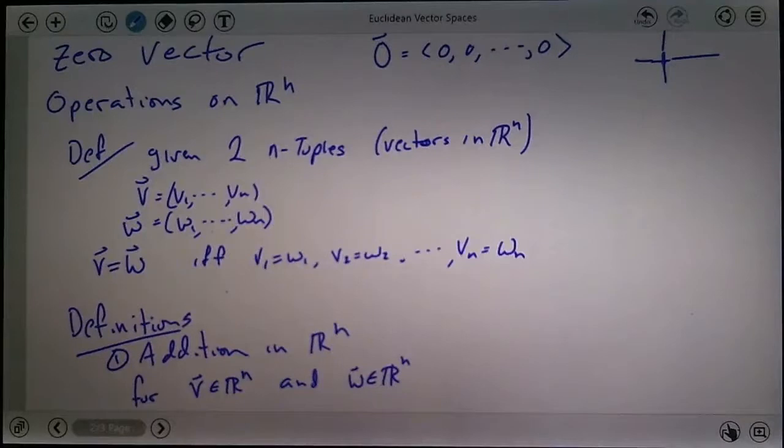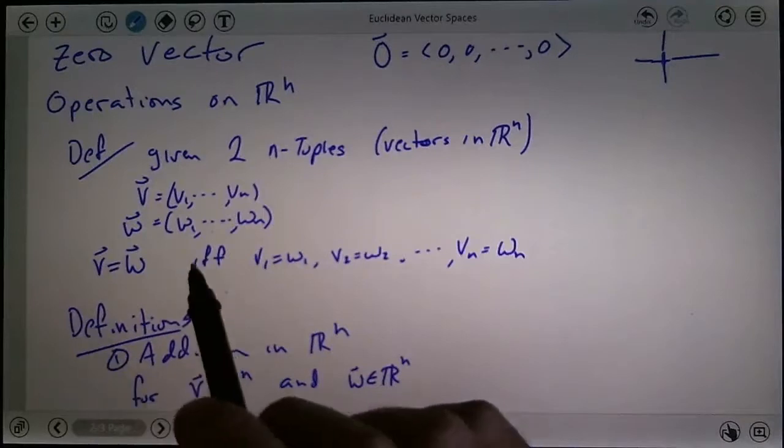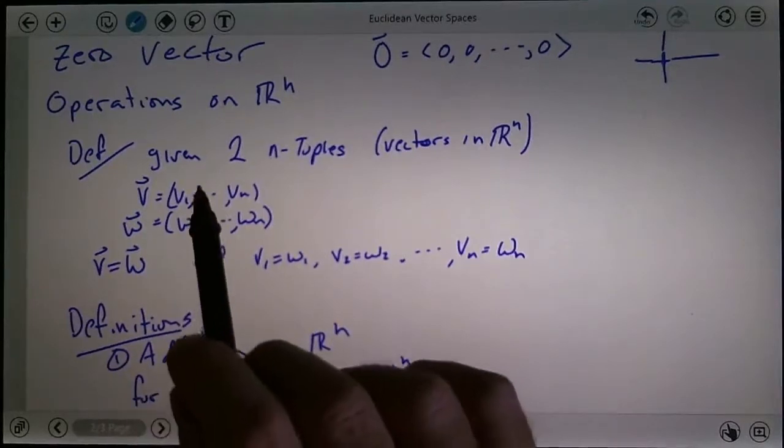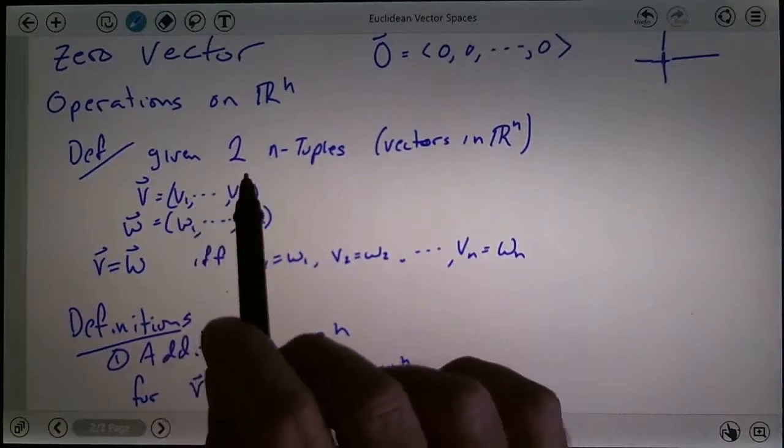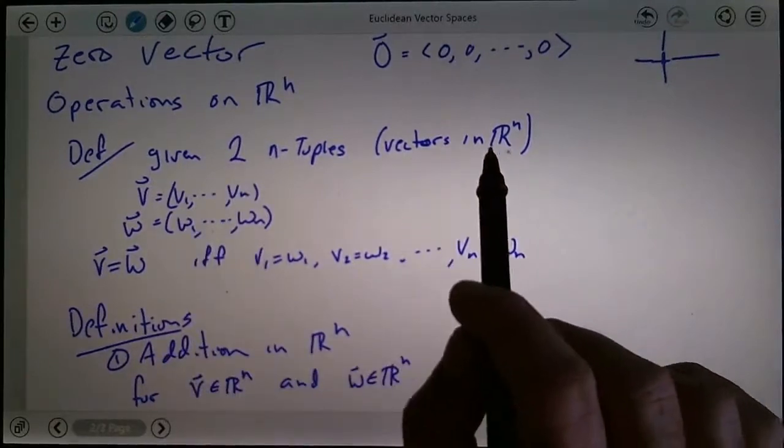Now let's look at how we do some arithmetic with these things. First of all, I need to make the definition of when our two n-tuples, or vectors in Rn, however you want to think of them, are equal.